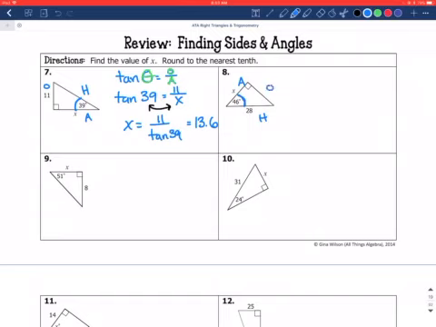So hypotenuse and adjacent, opposite is blank. That means we're going to use cosine of 46 degrees equals adjacent over hypotenuse. So here all we need to do is just multiply both sides by 28, and that will cancel out. So 28 times the cosine of 46 will be 19.5.